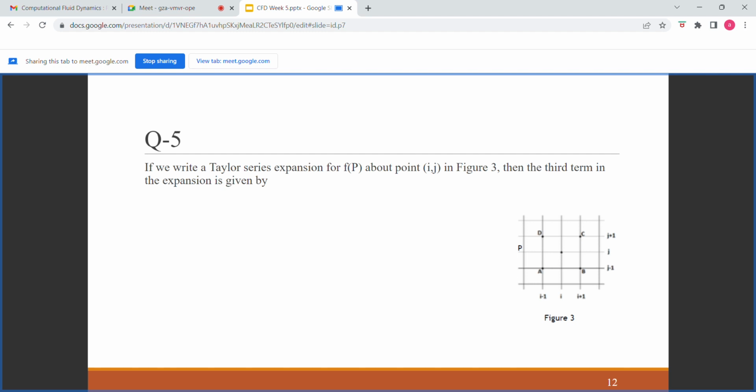So if we write a Taylor series expansion for f of P about point i comma j in figure 3, then the third term in the expansion is given by option 1: 2 del square f by del x square at P into delta x square, minus 2 by 3 del cube f by del x cube at i comma j delta x cube; minus 4 by 3 del cube f by del x cube at P times delta x cube, and 2 times del square f by del x square at i comma j times delta x square.